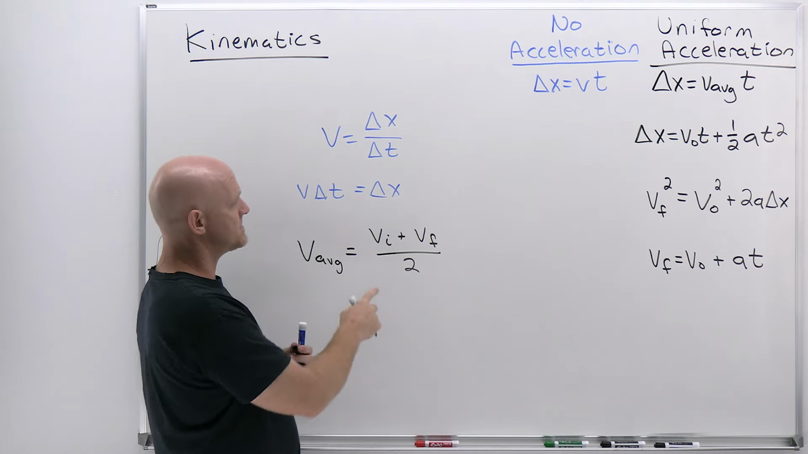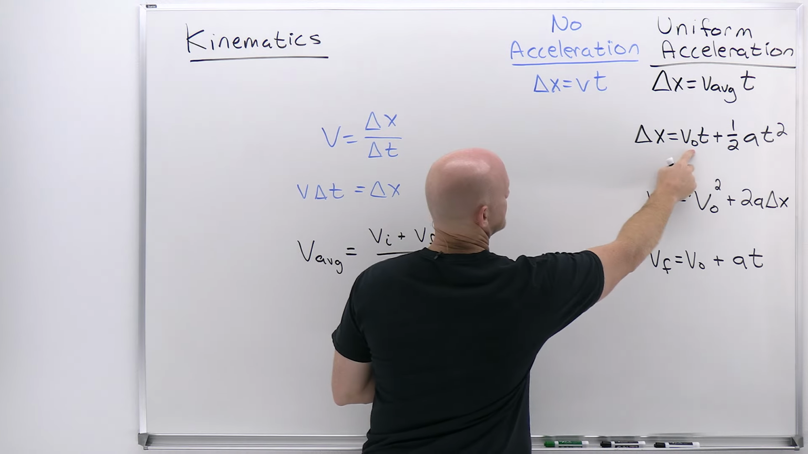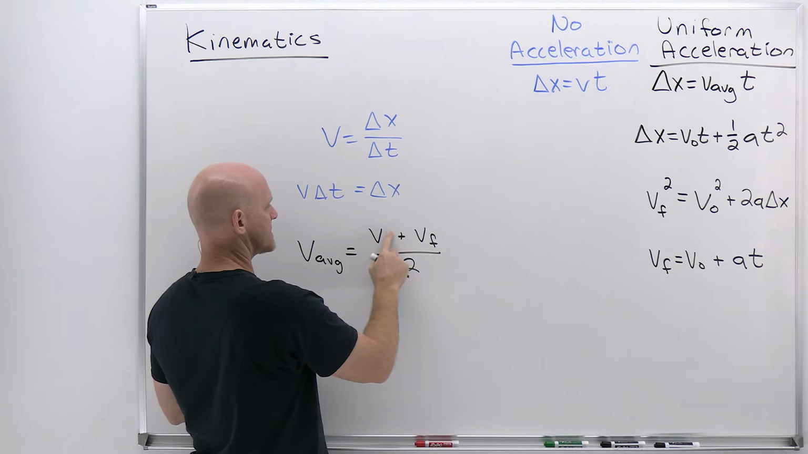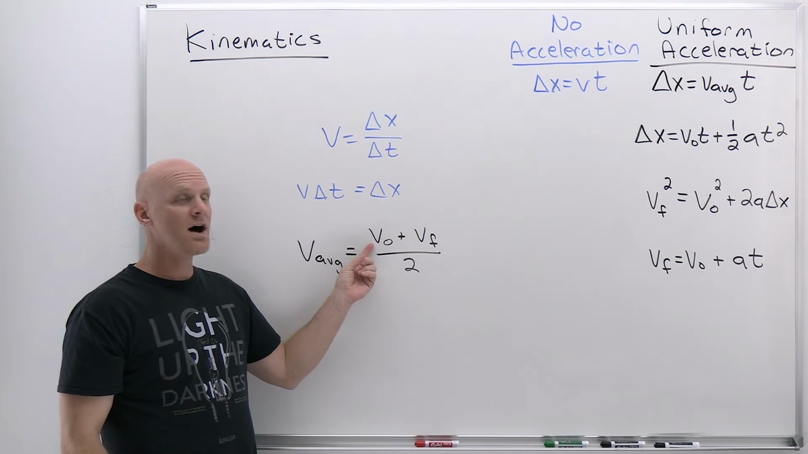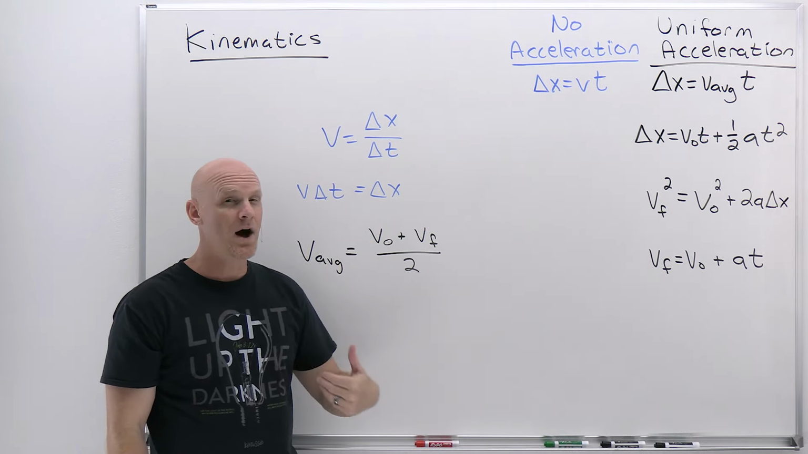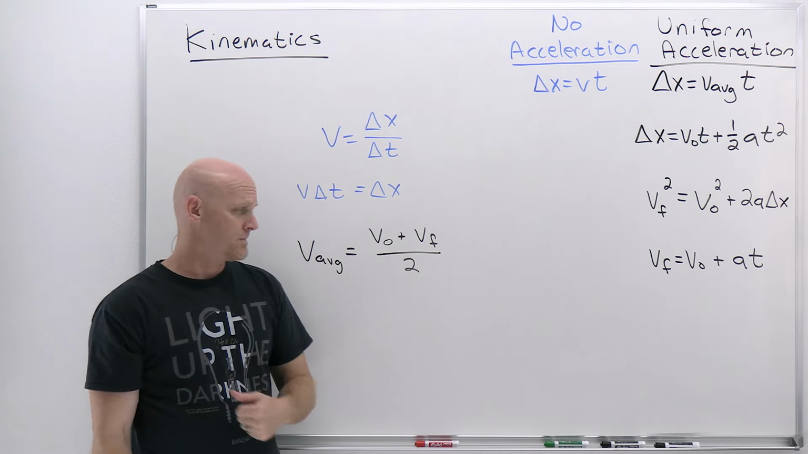Also, one thing to note, I said you might see v initial and you might see v naught, and all my equations are written with a naught. So I'm going to try and use that here, but again, that essentially means velocity at time 0. So when you see that little naught symbol, it means at time 0.